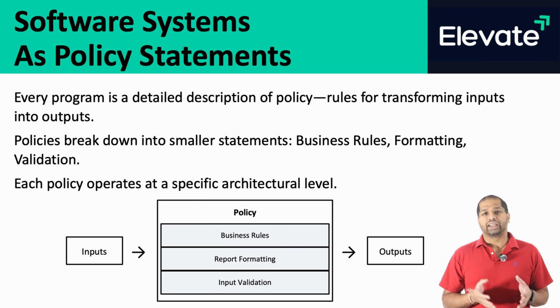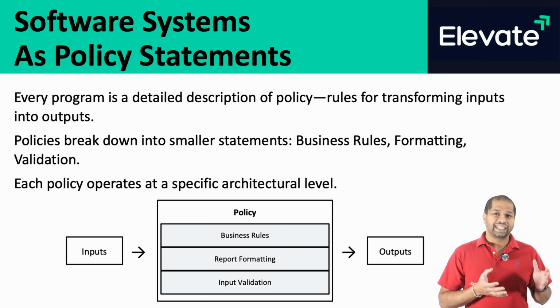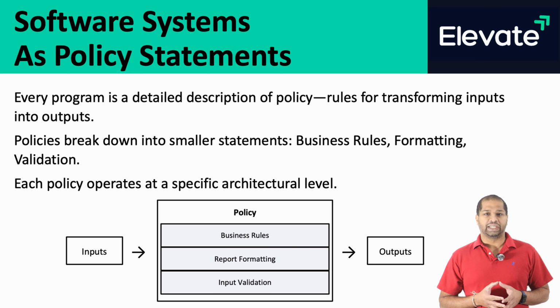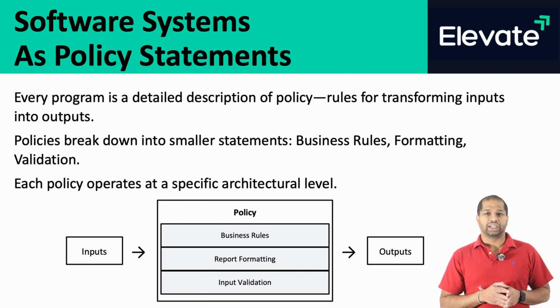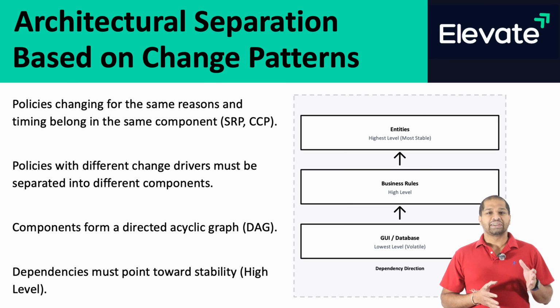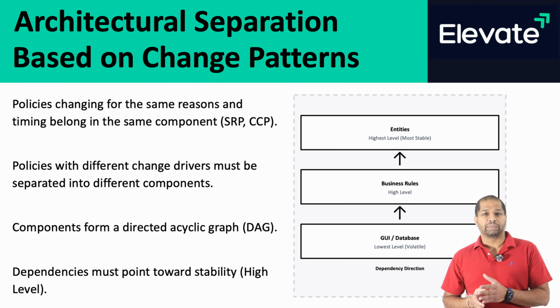At its heart, any software program is a detailed description of policy. A policy is simply a set of rules for transforming inputs into outputs. These policies break down into smaller statements such as the core business rules, formatting requirements, and input validation. Understanding this hierarchy is the first step towards a clean design.